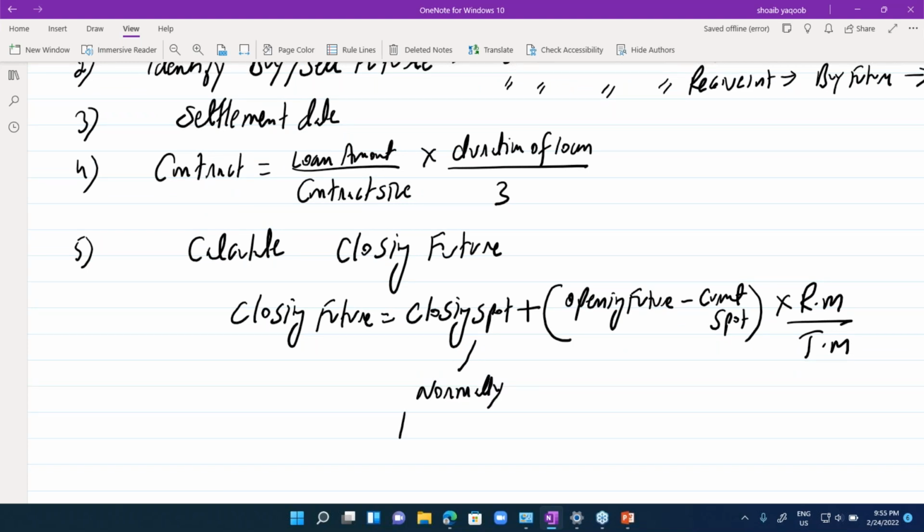Normally, two spots are given, one with the rising interest rate and one with the falling interest rate. Given the opening future, the current spot is given, and the current LIBOR.